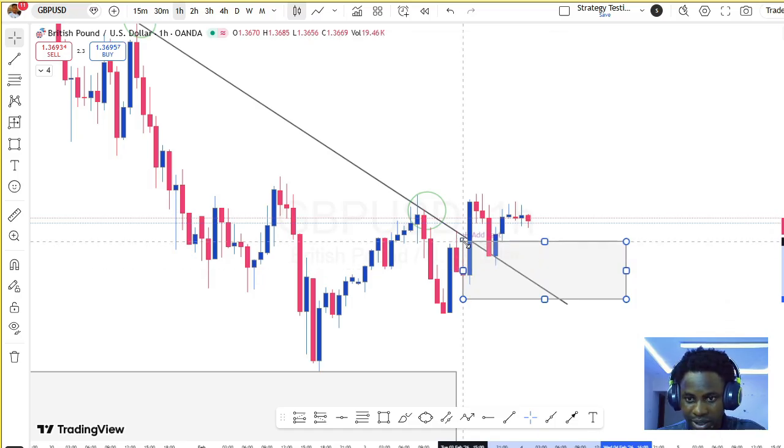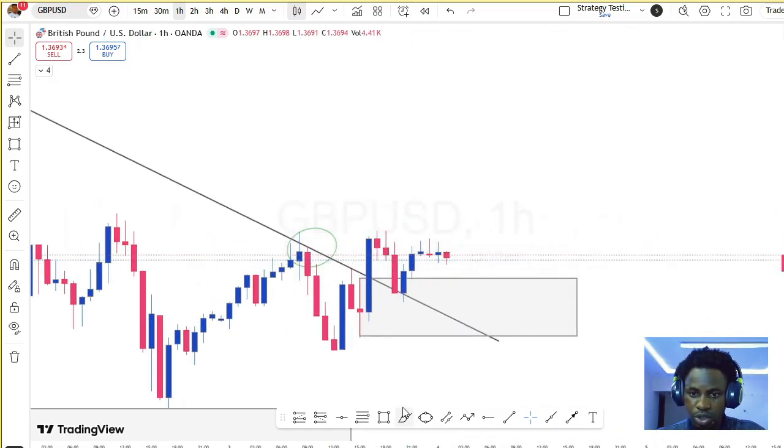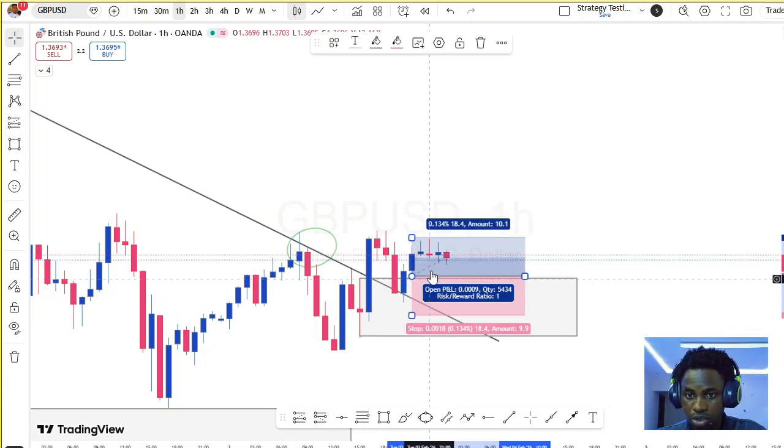I can see very clearly the other block was there, which is going to be our entry here. So this is actually a live chart now. This is the live chart. You can just go on this.